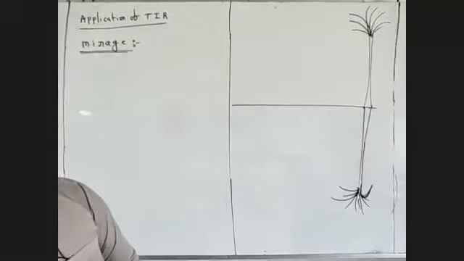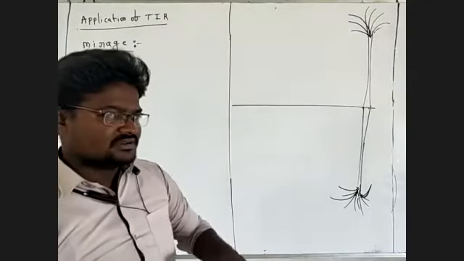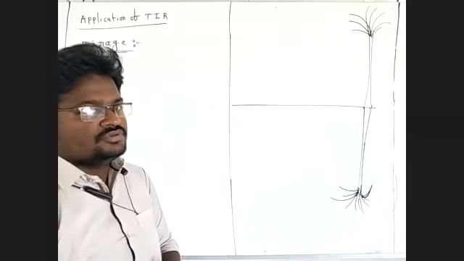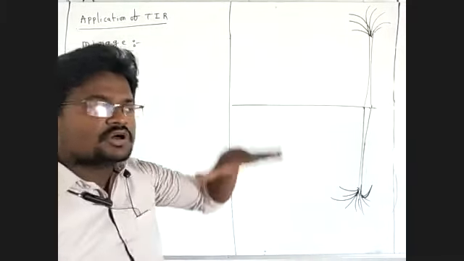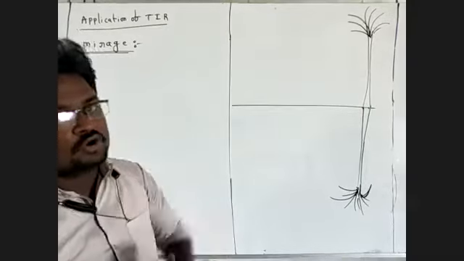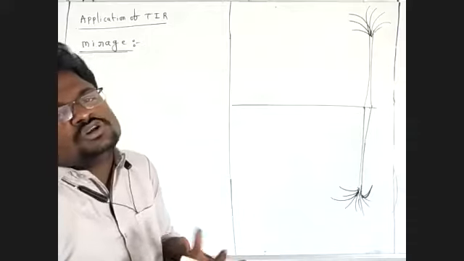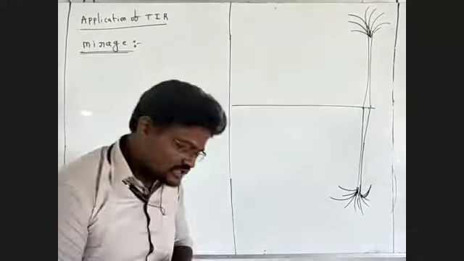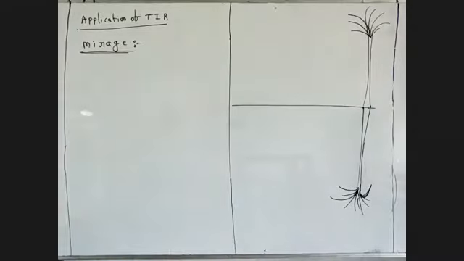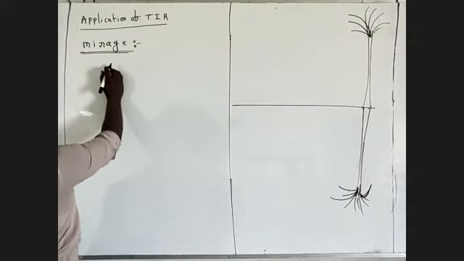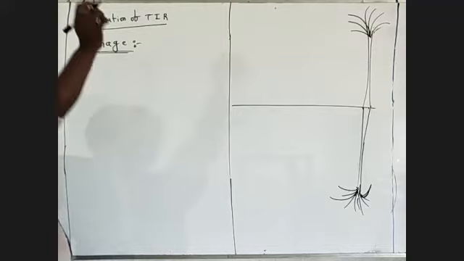Now, when the bus reaches that point, we are not finding any water on the road. This is an optical illusion. So mirage is an optical illusion. The best example is refractive index.